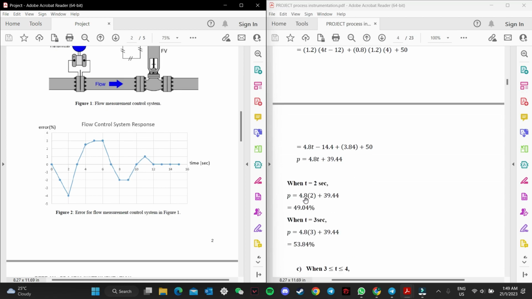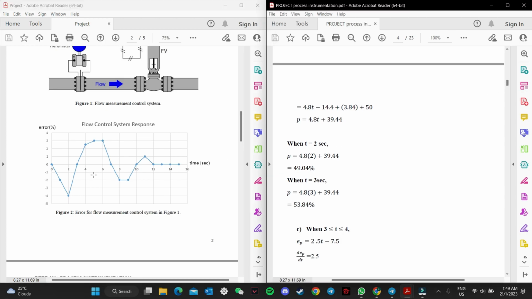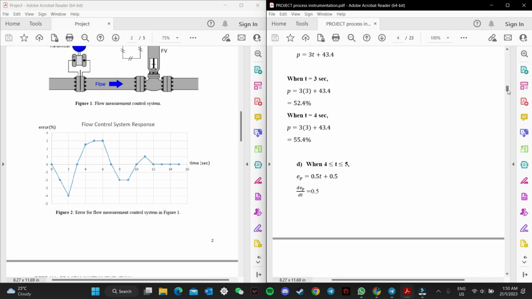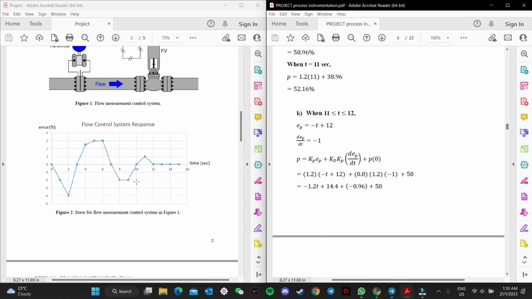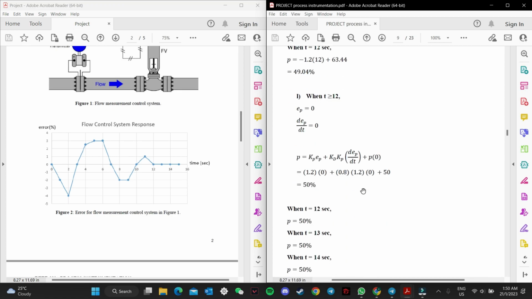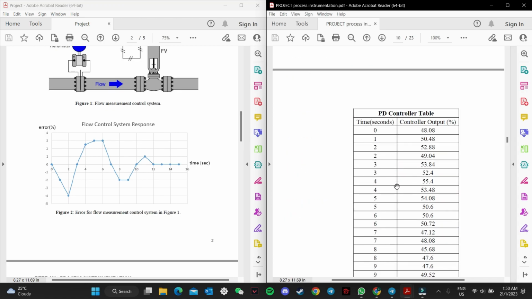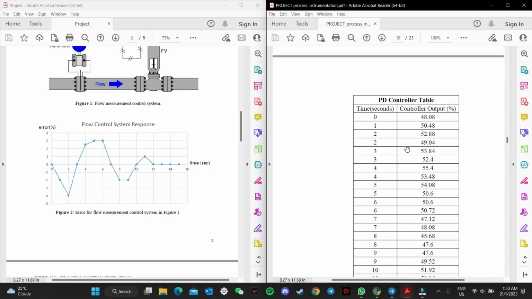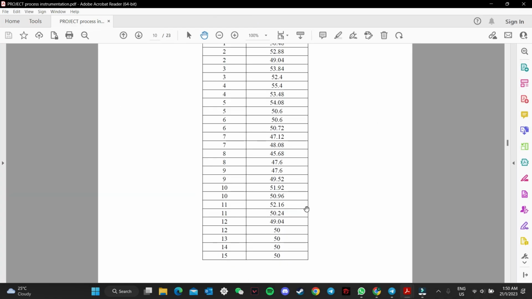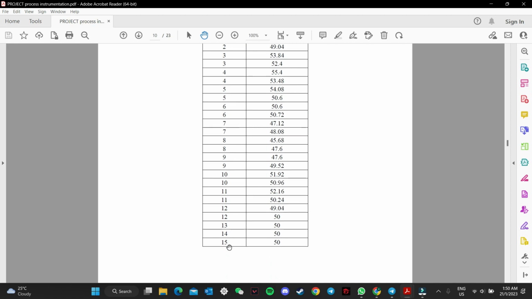For example, when t equal to 2 seconds, we will obtain 49.04%. We do the same steps to calculate the PD controller until 15 seconds. After 15 seconds, we will obtain the proportional output for t equal to 15 seconds, which is equal to 50%. After that, we tabulate all the data that we calculated for the PD controller, from 0 seconds until 15 seconds.